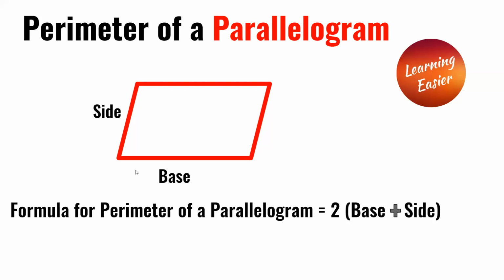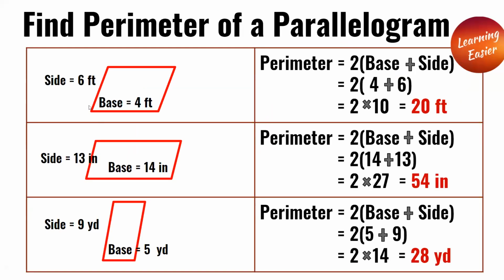Perimeter of a parallelogram. The formula for the perimeter of a parallelogram is 2 times base plus side. This is the base and this is the side. Find the perimeter of a parallelogram.